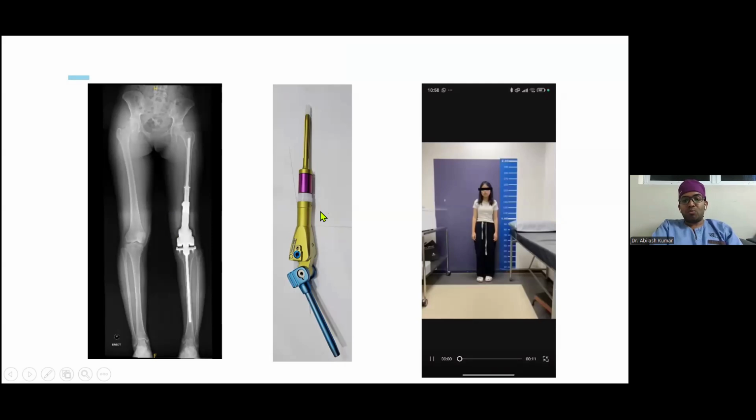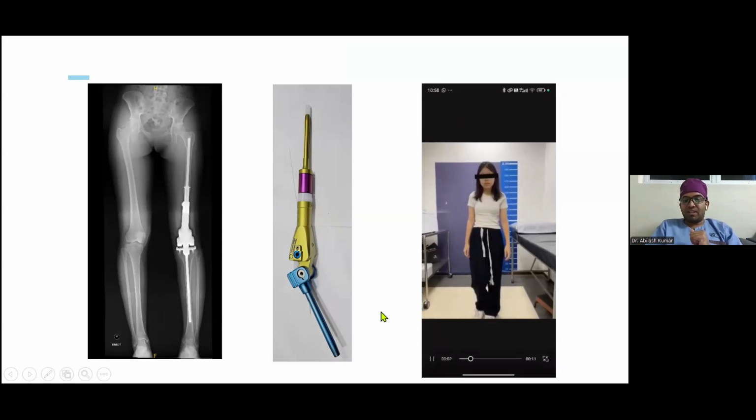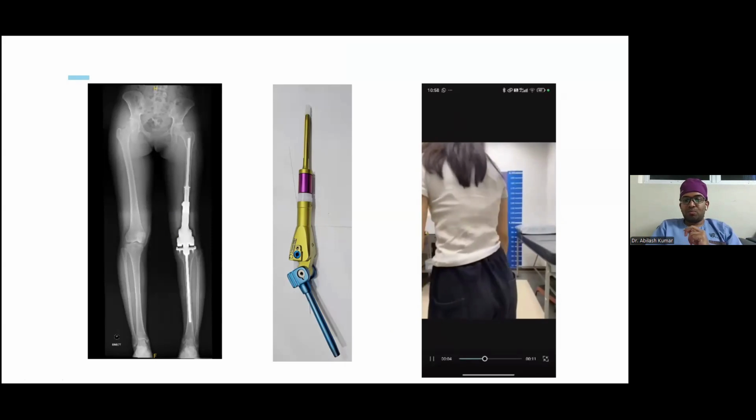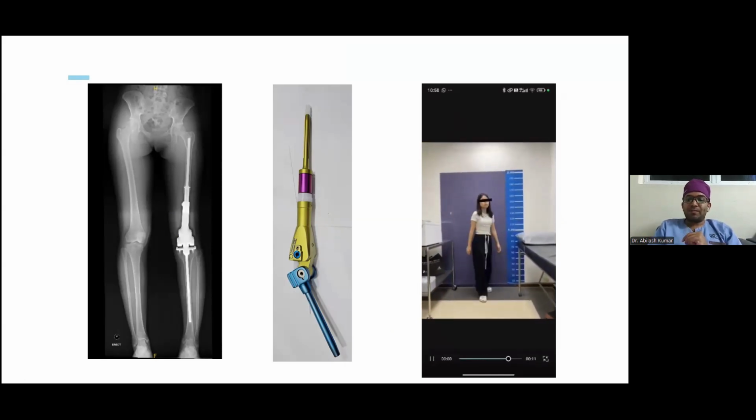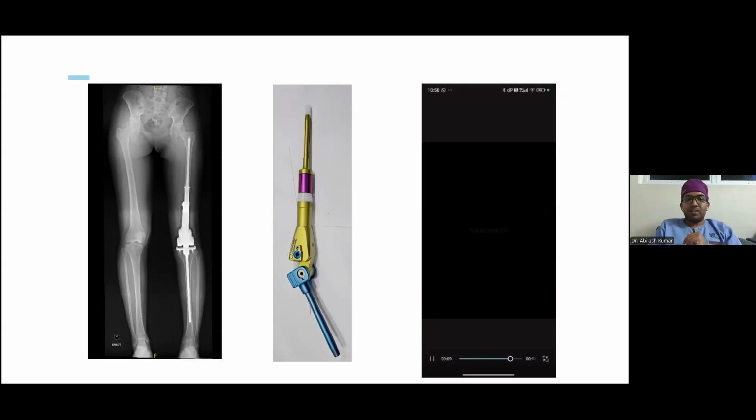Now, these days, the components are very modular, so it's very easy to go in and interchange the parts if necessary. So this is the patient 3 years after having the reconstruction, and she seems to be performing very well. She's got no complaints. This was a recent video which we took in clinic.